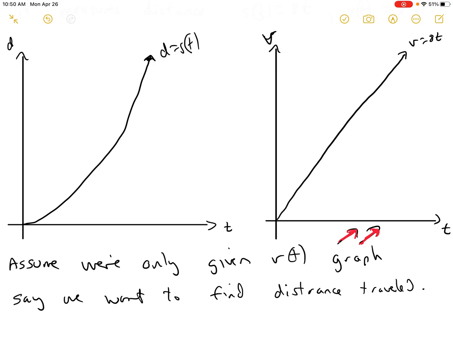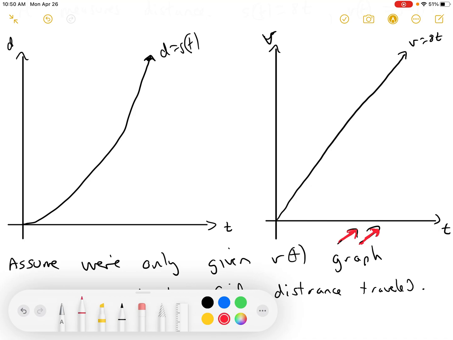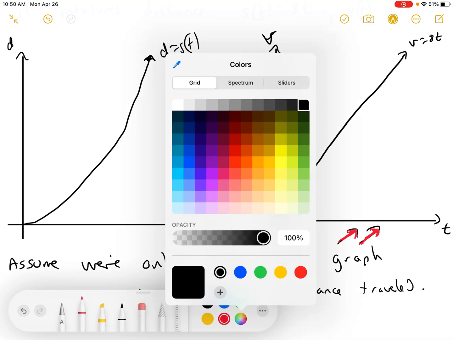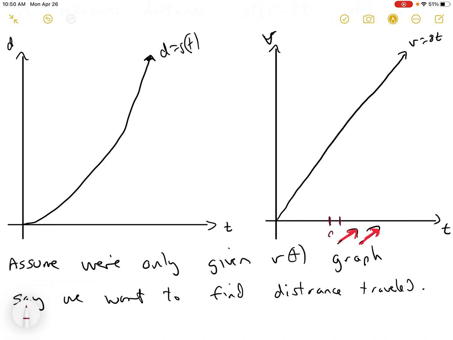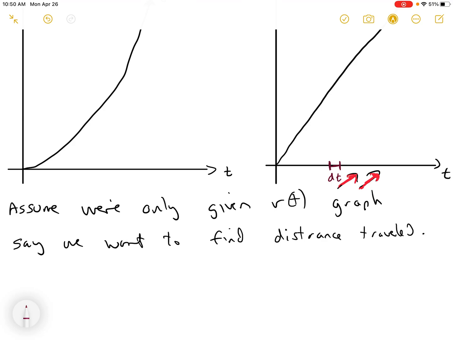So let's have a look at this. We're going to say we only have this graph on the right here. Let's say I'm just going to look at what happens for a really short instant here. We're going to call this little time change dt. I should use delta t because it's discrete, but I want to use dt for a reason. So dt is a tiny subinterval of the t-axis. Like so tiny, barely even measurable.